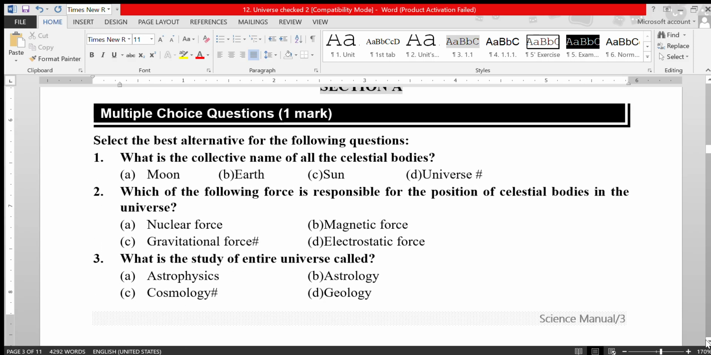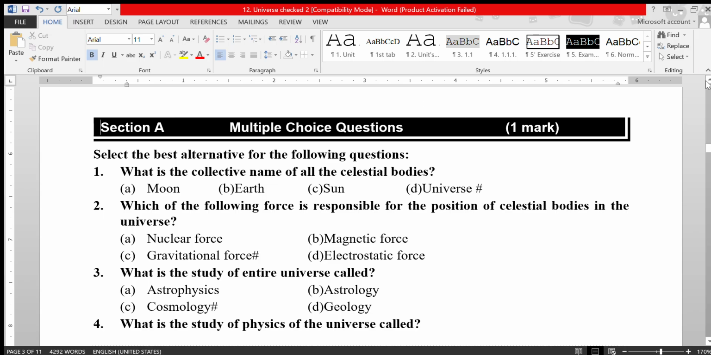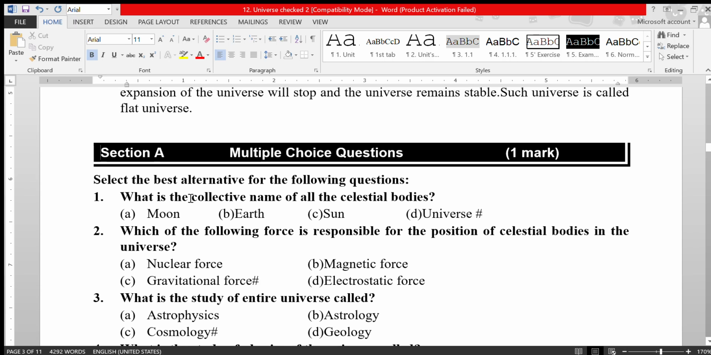Multiple choice questions, 1 mark. Section A. Select the best alternative for the following questions. What is the collective name of all celestial bodies? Universe. Which of the following forces is responsible for the position of celestial bodies in the universe? Gravitational force. What is the study of the entire universe called? Cosmology.